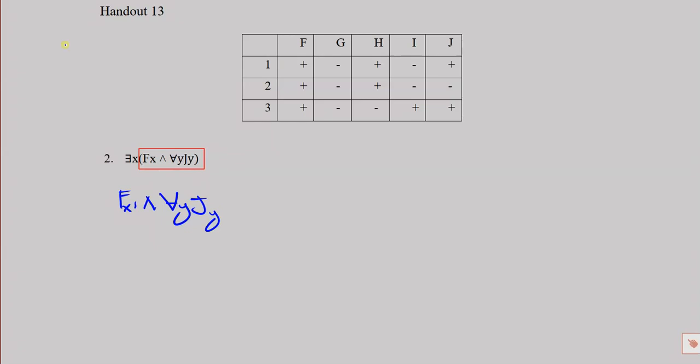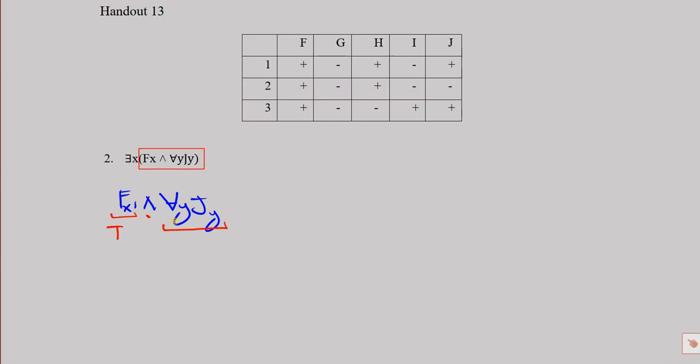Well, notice that the thing that we have here now is a conjunction. This is the main connective. So it is true if both of these conjuncts, this one and this one, are true. So let's see if that's the case. So Fx1 is true because 1 is in the extension of F. Now the question is, is for all y Jy true?